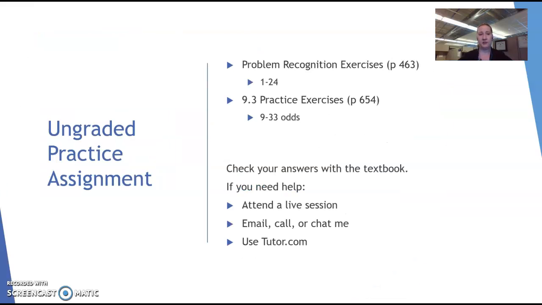Now on to the assignments. Your ungraded practice assignment is coming from 2 different sections. There are the problem recognition exercises, which are great problems to make flashcards out of, and then 9.3 practice exercises. If you need help, you can attend my live sessions or watch the recordings. You can email me, call me, send me a chat in Google Hangouts. You can use tutor.com. Use your resources.